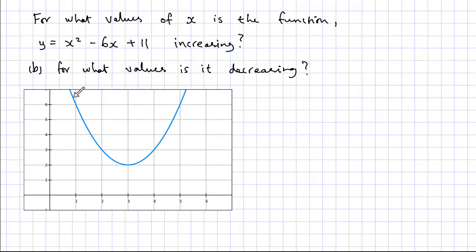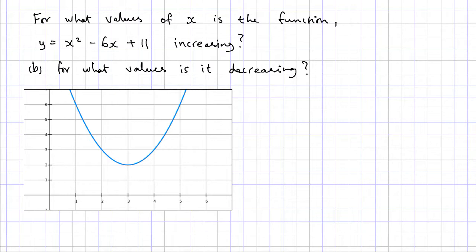Now here, this part of the graph, the function is decreasing because as I go up in x, the values here are actually decreasing. So as I go up in x, I'm actually coming down. So here I can actually clearly see where the function is increasing and where it is decreasing.